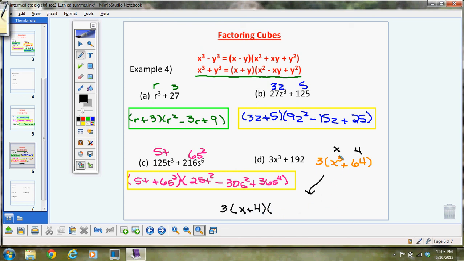Then it says square the first one. That would be an x squared. Then it says to put a minus in there and multiply them together. X times 4 is 4x. Then it says to put a plus and square the last one. 4 squared would be a positive 16. So that would be the answer that I'm looking for. Don't forget to leave your 3 in the front when you do that.